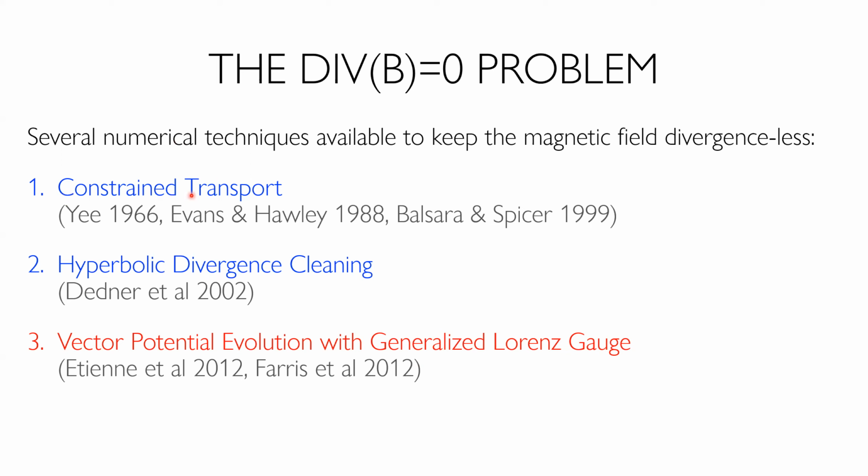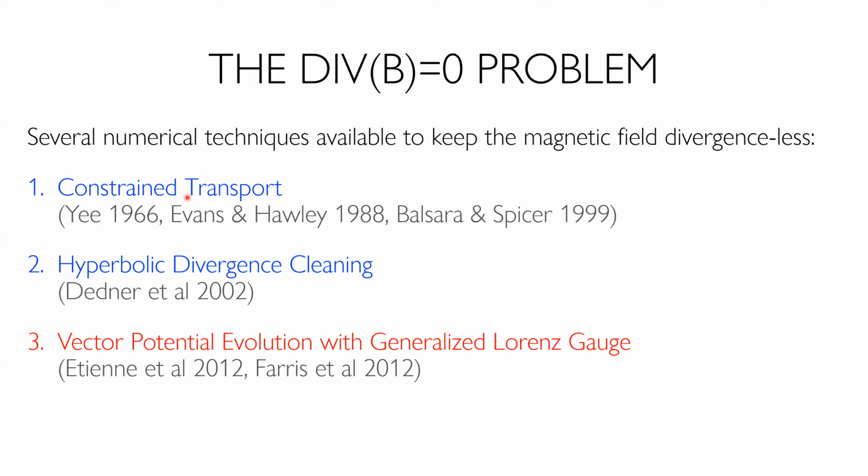The problem with constraint transport is that it's very difficult to implement it when you have an adaptive mesh refinement code. Because when you use adaptive mesh refinement, typically you do some interpolations. In Carpet, for example, you have the prolongation and restriction operators. And therefore, you need interpolation operators at the boundary between refinement levels that guarantee that the divergence of B is not violated. And these are quite complicated to implement.